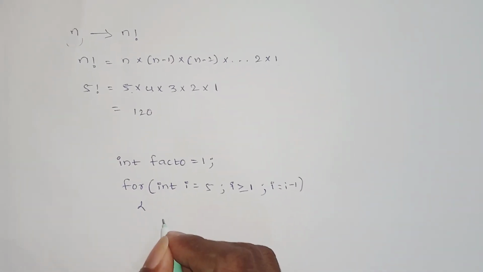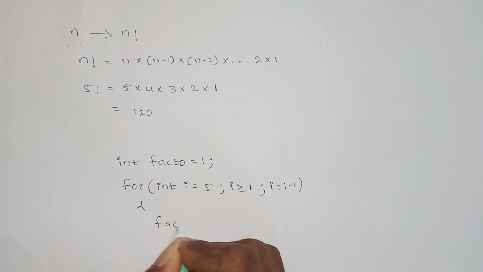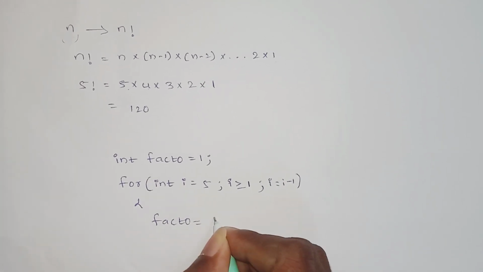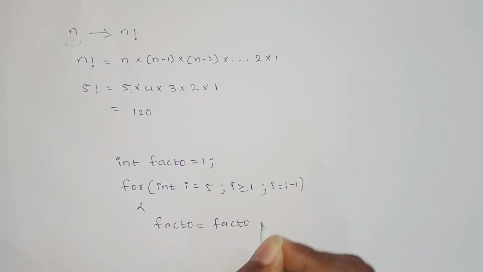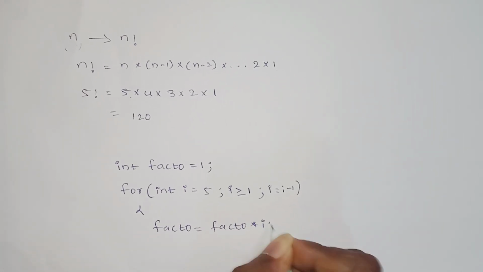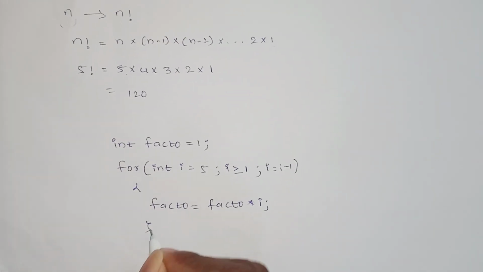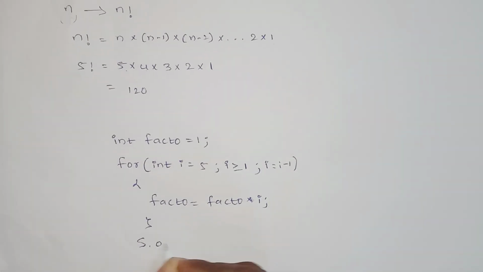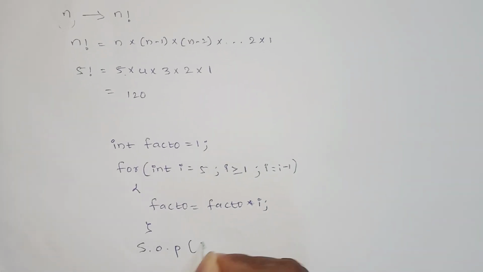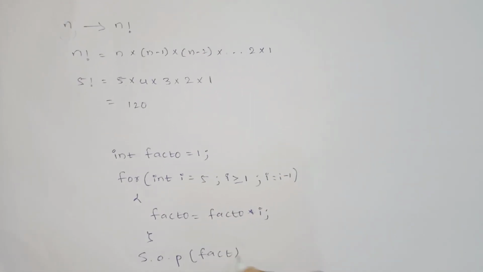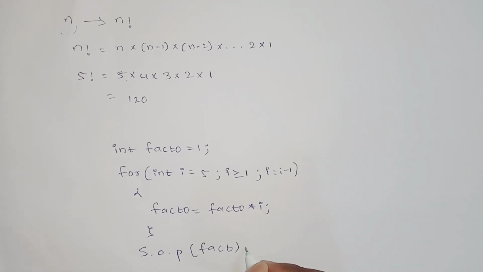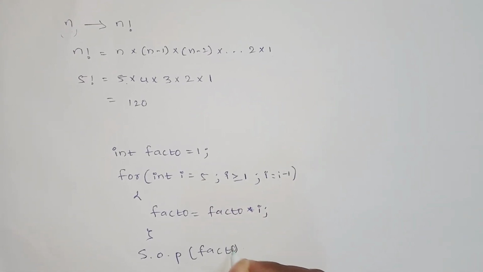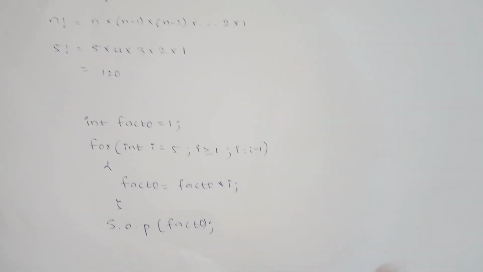So inside the for loop we need to take facto equals to facto into i. Outside the loop we need to print, System.out.print(facto). So it gives the factorial of the number, that is 5 we have taken here. Now let us see how it works.